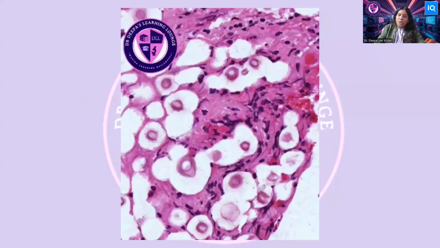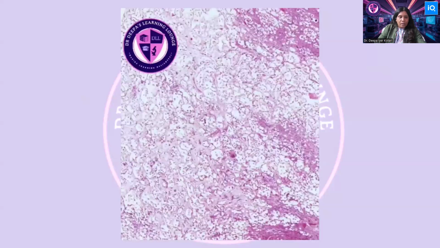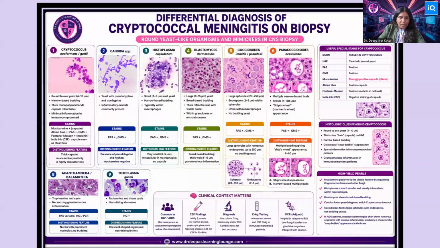So the histological clues favoring Cryptococcus are narrow-based budding, roughly the size of an RBC, and then you will be able to identify the organism on mucicarmine. Another important thing is you can do an India ink stain also to identify Cryptococcus. Okay. So without much ado, let me just go ahead and show you a differential table.